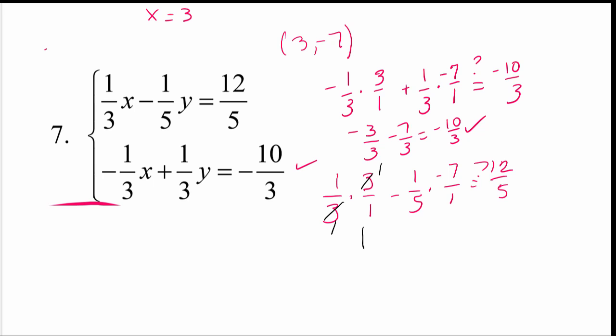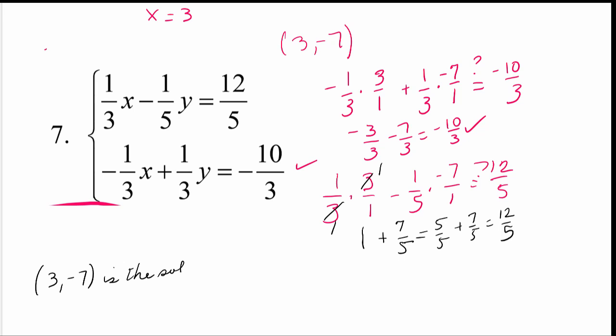And so I have 1, and then here plus 7 over 5. And you know, 1 is 5/5. So 5/5 plus 7 over 5, that does equal 12/5. So we have checked our answer. And I won't be checking all the answers in our video necessarily, but I wanted to show you that first one. So again, 3, negative 7 is the solution to our system.